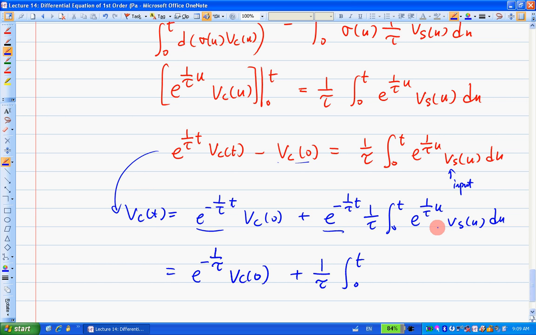When I move this quantity into the integral, you see what happens. You get two exponential functions. Moving this one in means this multiplied by this, does that make sense? And this multiplied by this means e to the power of this quantity plus this quantity. That means 1 over tau, and I'm going to take out the negative sign here, so negative 1 over tau times t minus u, and Vs of u du.